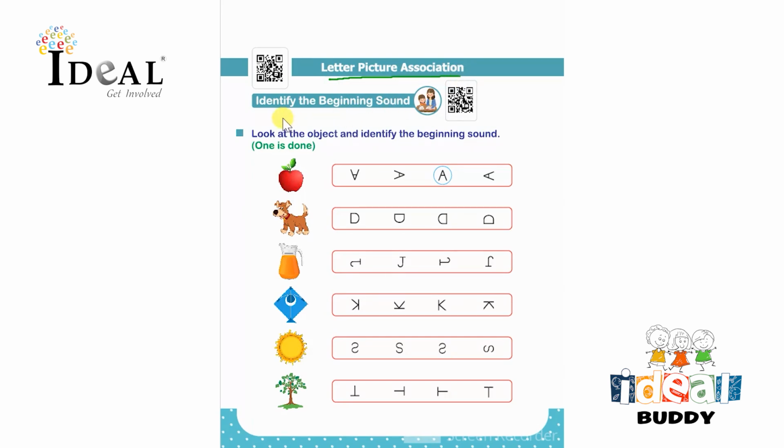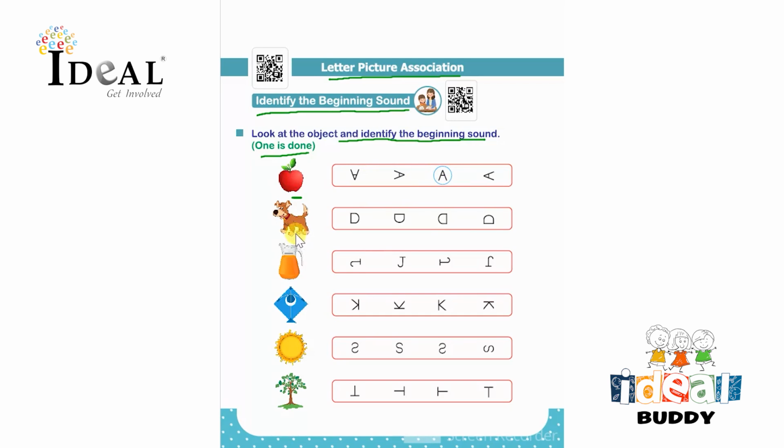That is, the child has to identify the beginning sound of the objects that are given over here. So, the instructions are given over here. Look at the object and identify the beginning sound. And one is done for you. So here, the object that is given is apple and it begins with the sound eh, and we have to then identify the correct beginning sound and encircle the same.